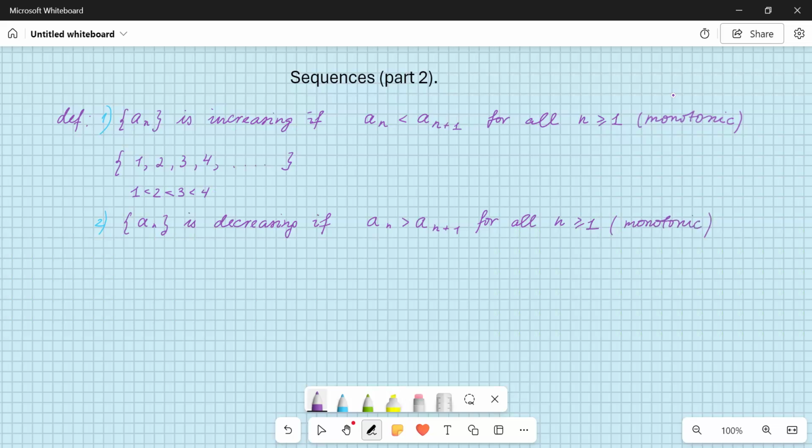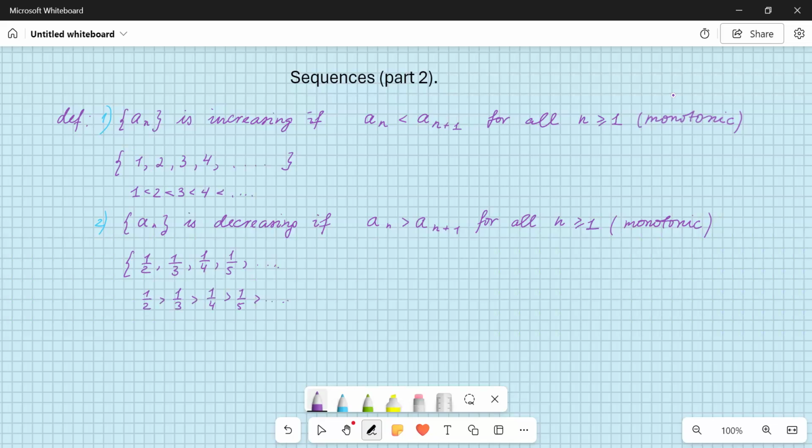So monotonic is either increasing or decreasing, but to be more specific, you can say increasing or decreasing. If you don't want to be specific, you can just say monotonic. I'm going to give you an example of a decreasing sequence. The sequence is 1 over 2, 1 over 3, 1 over 4, 1 over 5, and so on. We can see that 1 over 2 is greater than 1 over 3, is greater than 1 over 4, is greater than 1 over 5, and it's going to be repeated forever. So this is the typical example of a decreasing sequence.